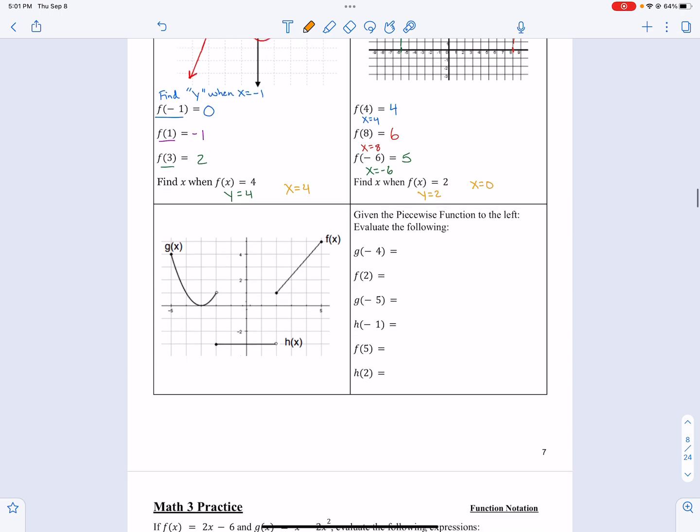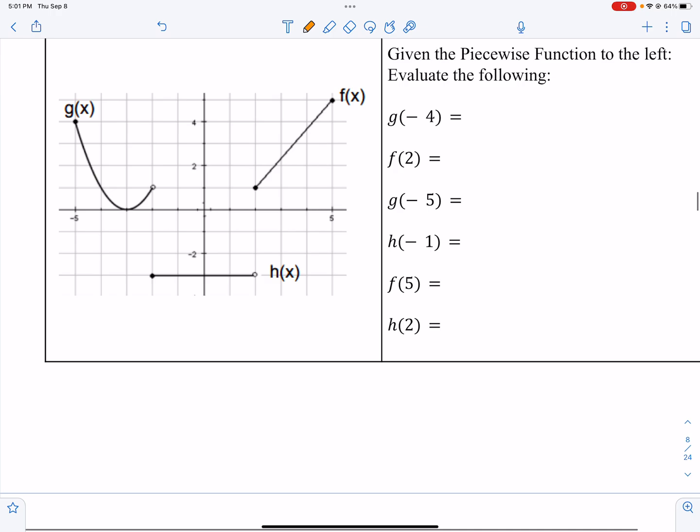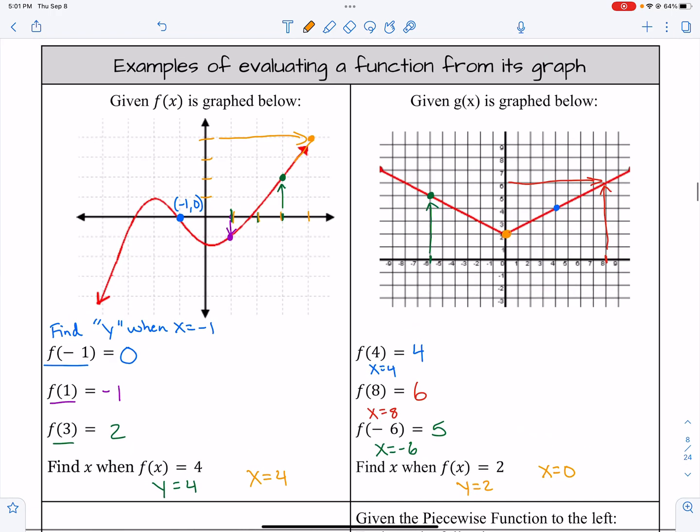All right, so given the same thing on a piecewise graph, we're going to talk about this one together. So let's just say that is enough for the notes for now.